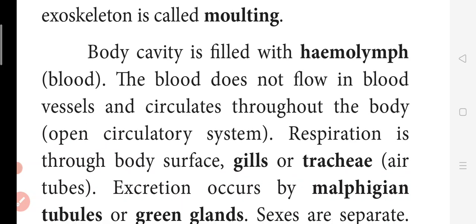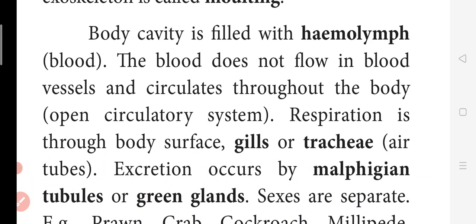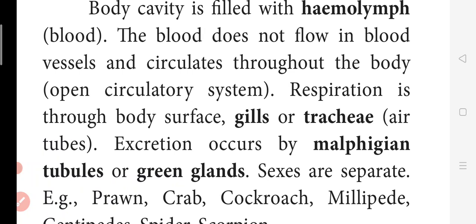The body cavity is filled with hemolymph. Hemolymph is nothing but blood, and the blood does not flow in blood vessels. It will move throughout the body, which is an open circulatory system. The blood flows completely and fully inside the body. We do not have blood cells here, they will not be there for them. In the open circulatory system the blood circulates, and respiration is through the surface, gills or tracheae.